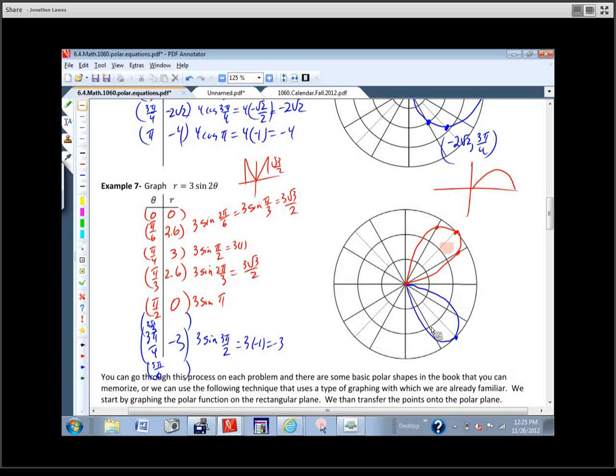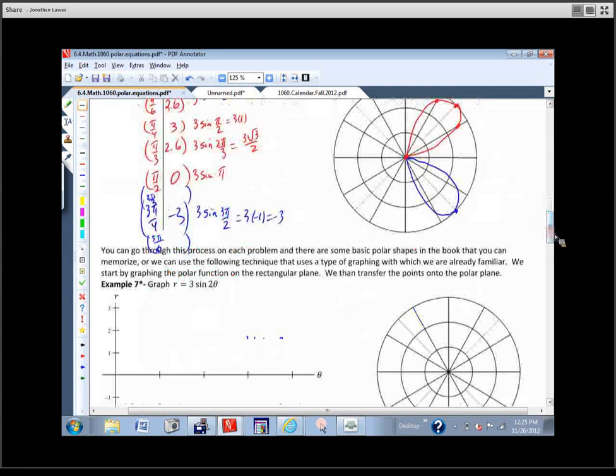Your job in between now and Wednesday is to figure out what the rest of this looks like. Plug in all the numbers, all the common angles in between 0 and 2 pi. Come up with a shape, figure out why it works the way it does, and then I'm going to show you a quicker way to do that.